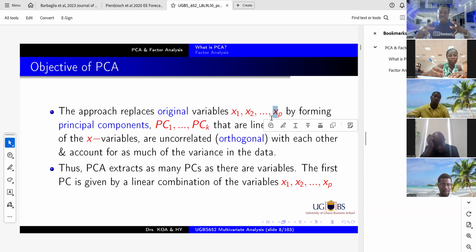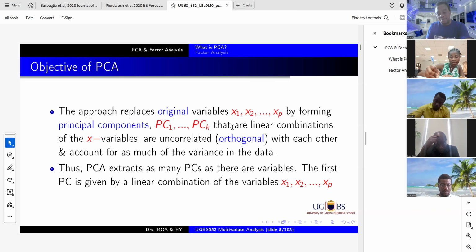Now, the number of the combinations, the principal components, will be equal to the total number of the original variables, which means that it's possible that you have no combination. And therefore, PC1 all the way up to PCK is the same as X1 up to XP. Okay. Now, what are you combining? You are combining linearly. Take note. It's not diagonally, it's not parabolically, it's not quadratically, it is linear combination.